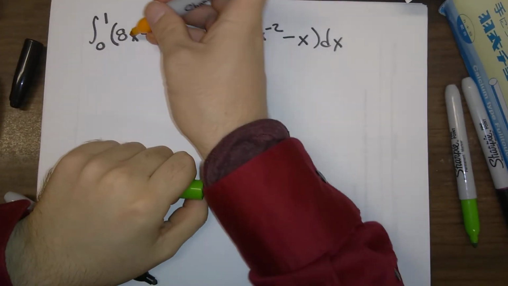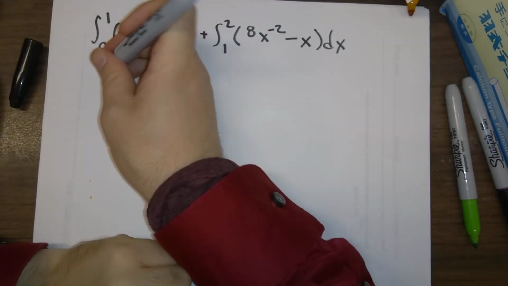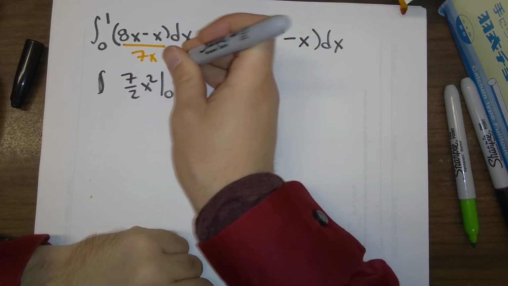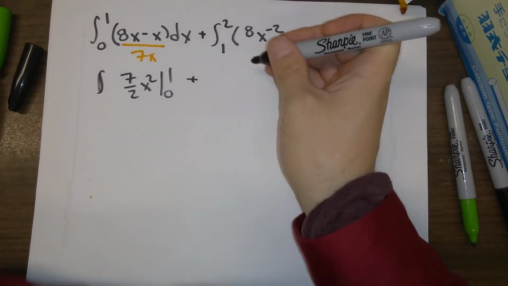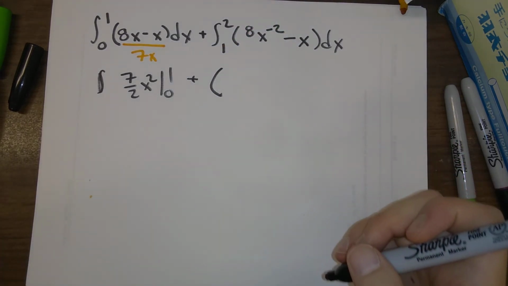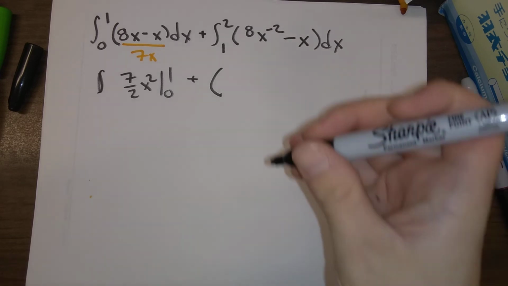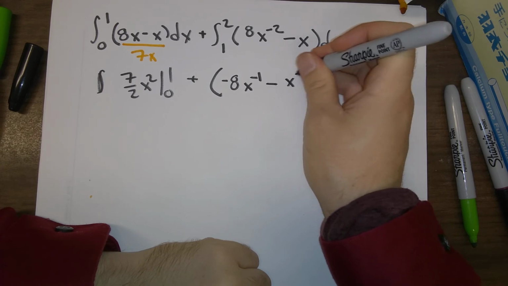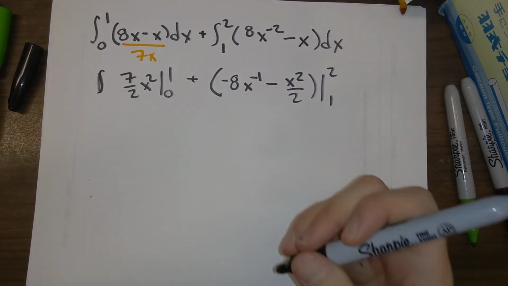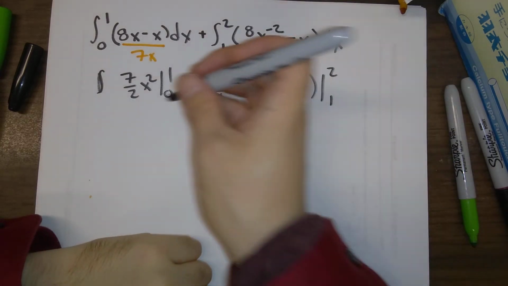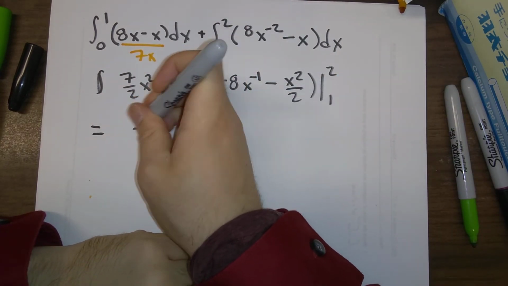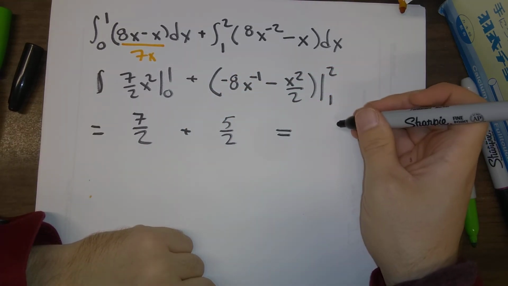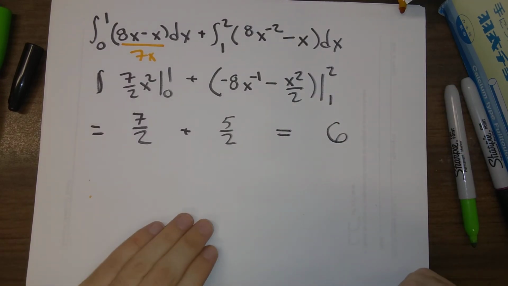Now, note that 8x minus x, that's just 7x. So the integral of 7x is 7/2 x squared. Plug in 0 and 1. And then over here, we have 8x to the minus 2. So that's going to be minus 8x to the minus 1 minus x squared over 2. Plug in 1 and 2 there. And so our answers here, this gives us 7/2 after we plug in everything. This gives us 5/2. And so our overall answer is 7/2 plus 5/2 is equal to 6.